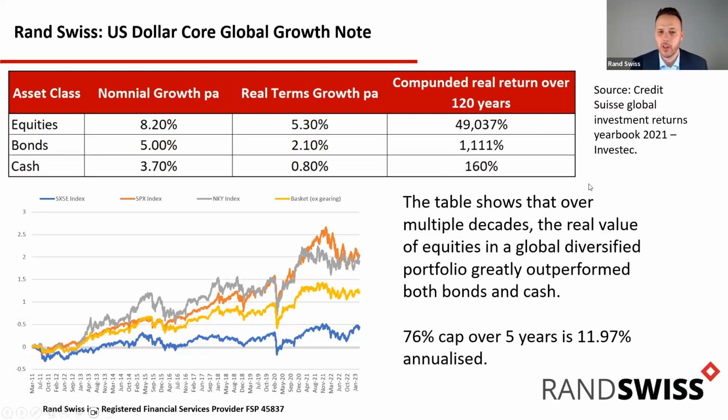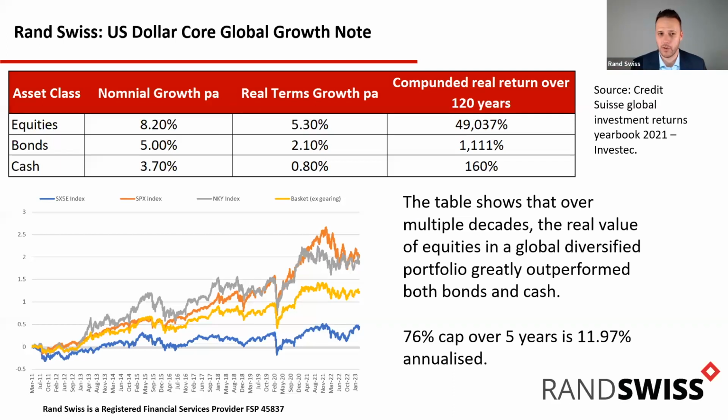And what you can see over the last 120 years is that the nominal growth rate, the average growth rate in equity markets, is around 8.2%. So 8.2% is what an average equity market grows at. The bond market grows at about 5%, and cash grows at 3.4%. That's in nominal terms, so that's without inflation.